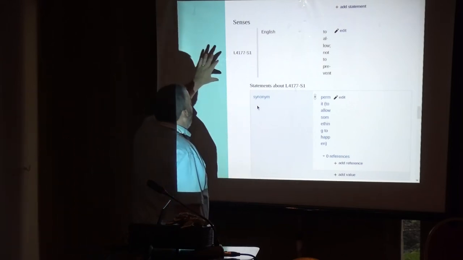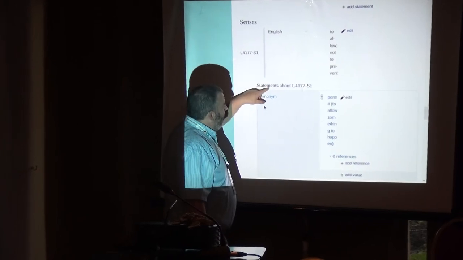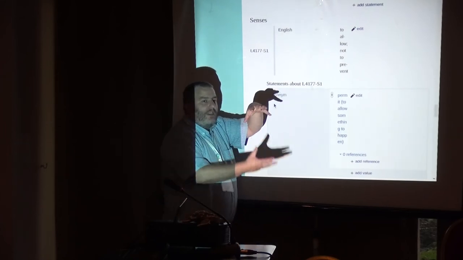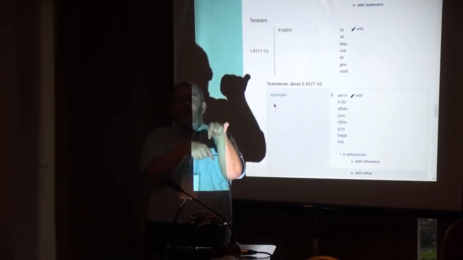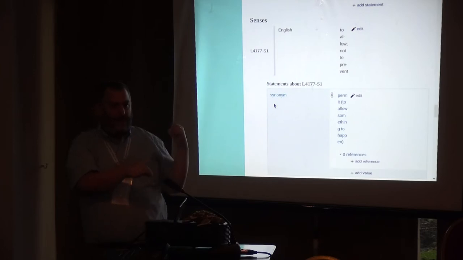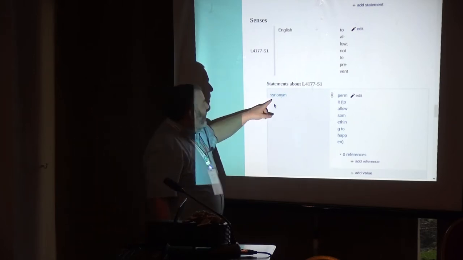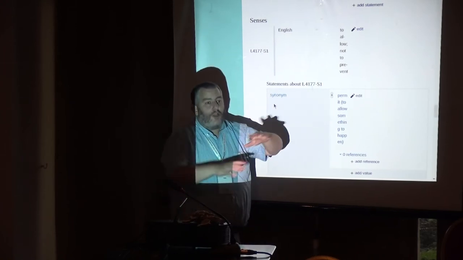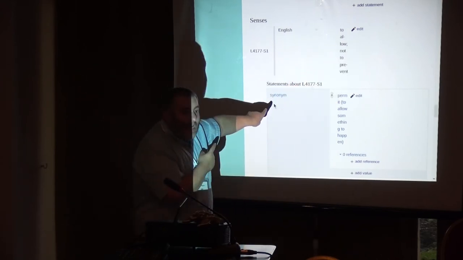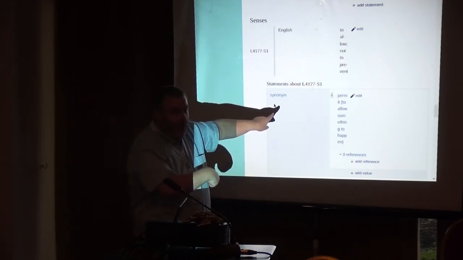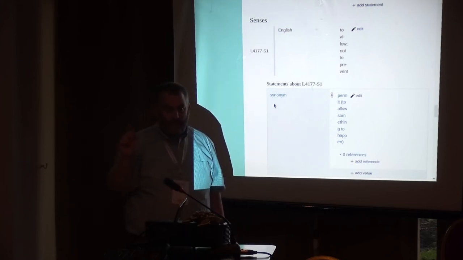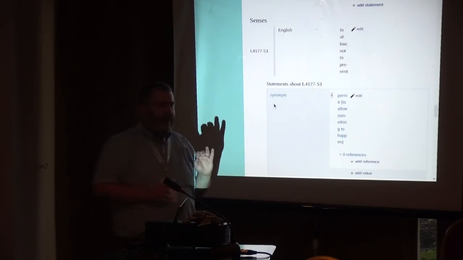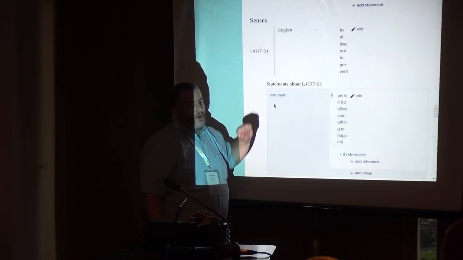Now, under this sense, you can see we have statements about lexeme 4177 sense 1. So I can now describe and add certain statements specifically about this sense that don't apply to another sense. For instance, a synonym for let is permit, right? But it's not just a synonym of let, it's a synonym of let in this meaning. Let has other meanings for which permit is not a synonym. Are you with me? So when we say this is a synonym of that word, we should be careful. We should usually say that it's a synonym of this sense of that word.